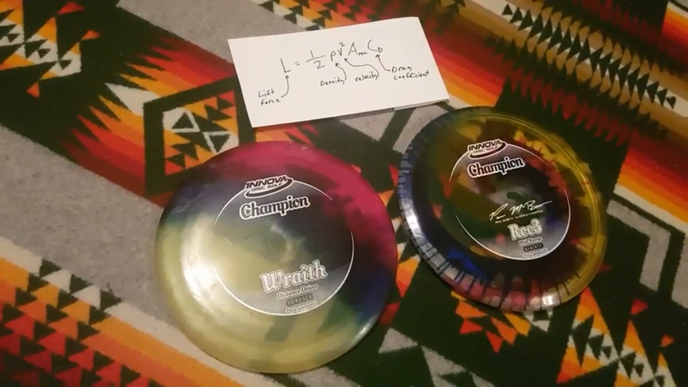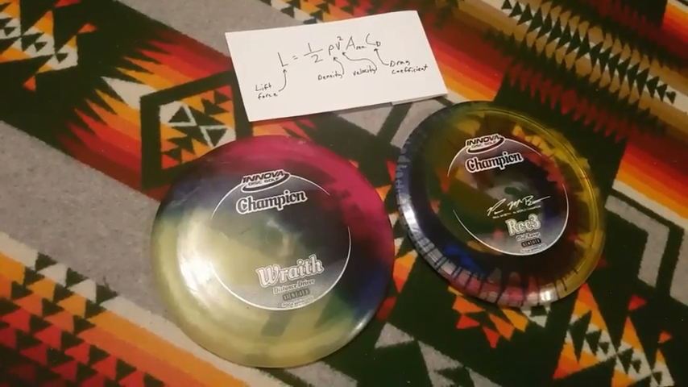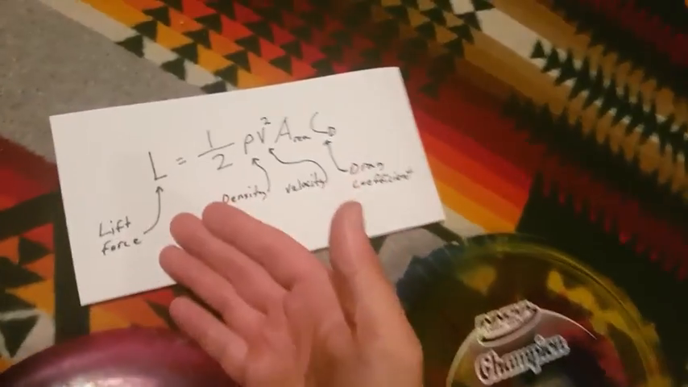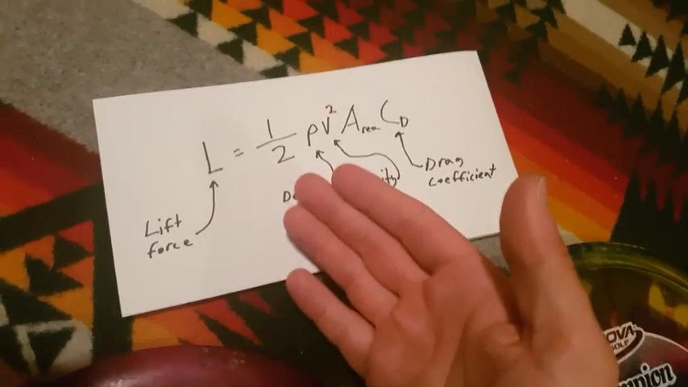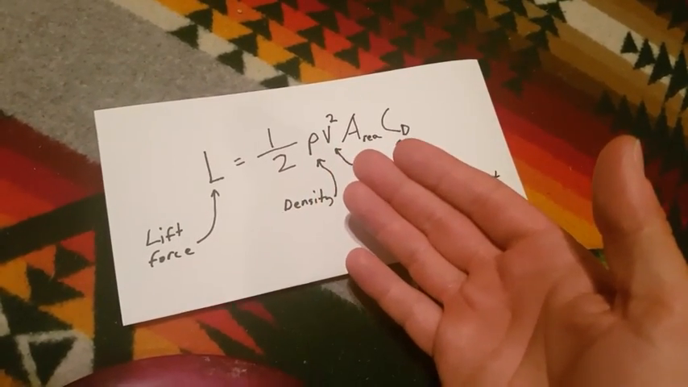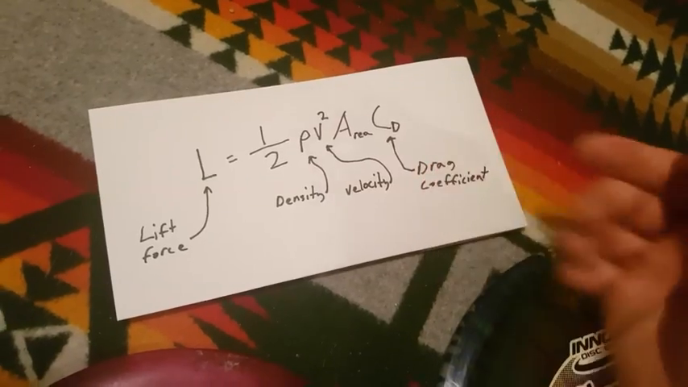Alright, now this is where the math comes into play as far as the disc's flight is concerned. So we see here the lift force applied to the disc is equal to 1/2 of the density times velocity squared times area times drag coefficient.